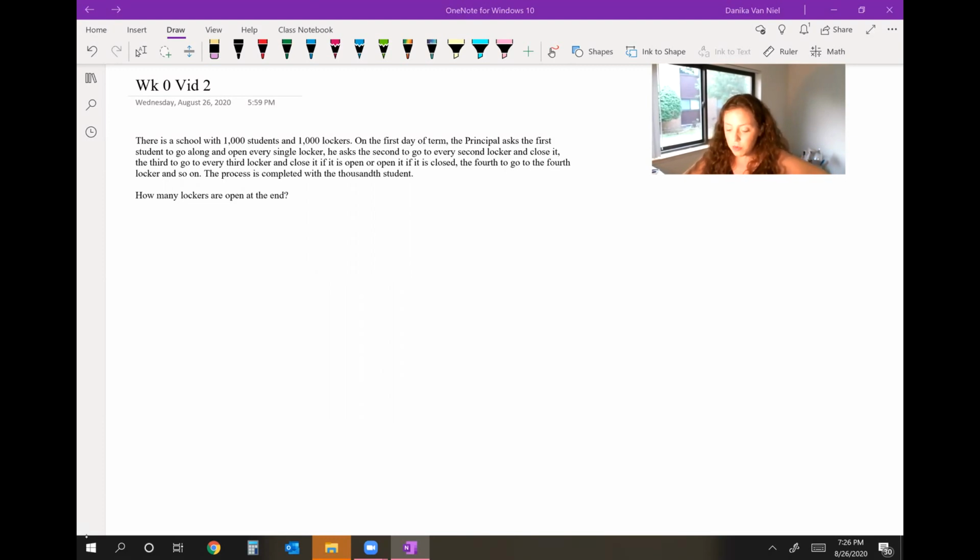There is a school with 1,000 students and 1,000 lockers. On the first day of term, the principal asks the first student to go along and open every single locker. He asks the second to go to every second locker and close it. The third to go to every third locker and close it if it is open, or open it if it is closed. The fourth to go to the fourth locker, and so on. The process is completed with the 1,000th student. How many lockers are open at the end? Okay.